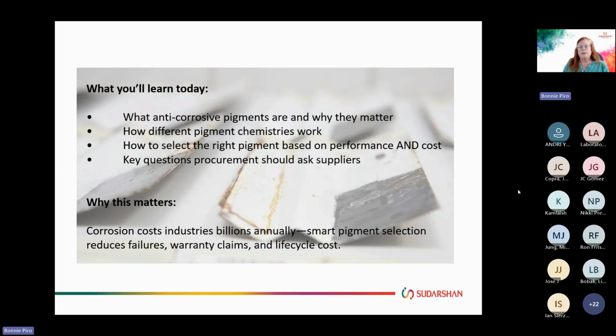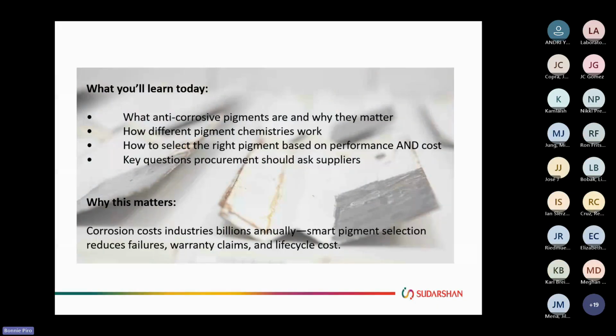So I thought it would be helpful today to give you an idea of what we'll be talking about. I'm going to go off camera here. There we go. You'll learn what anti-corrosive pigments are and why they matter. As the name implies, they provide corrosion resistance, but there are many different chemistries, so we'll take a look at the different types of chemistries and how they work.